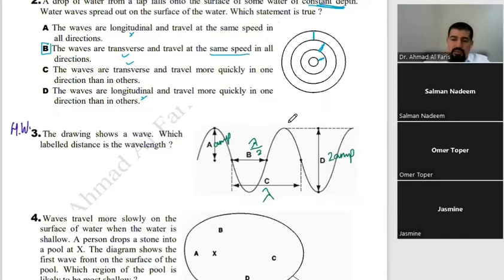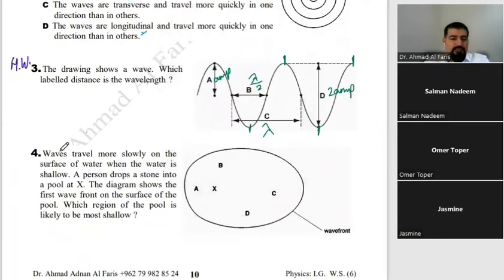Now the wavelength is supposed to be from crest to crest, or from trough to trough, or a complete positive then negative pulse, or negative and positive pulses. So the labeled C is the wavelength. So that's why the answer is C. Yes, thank you.